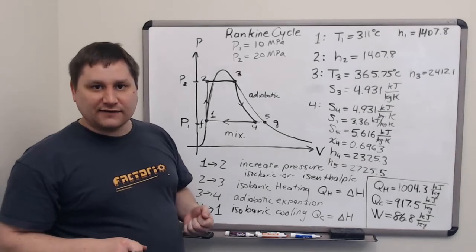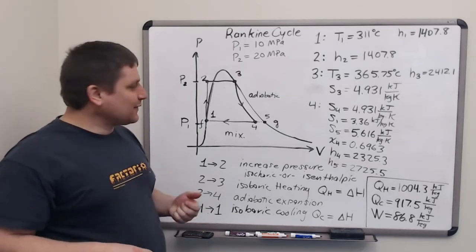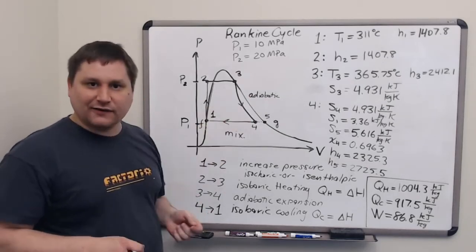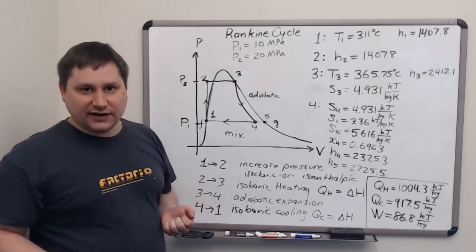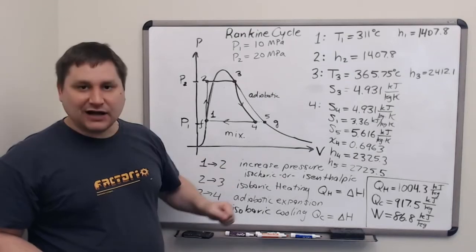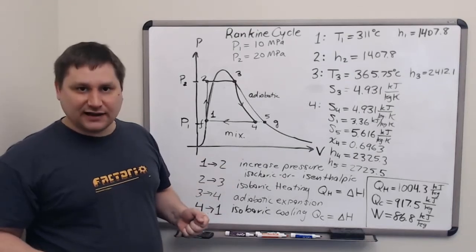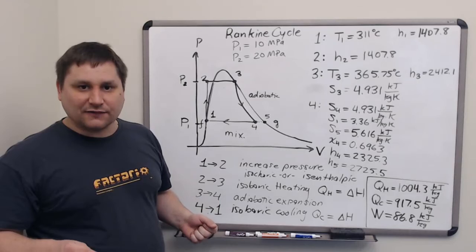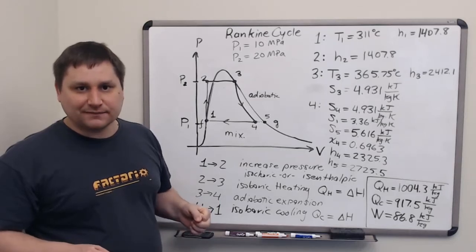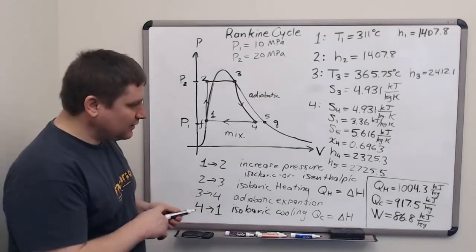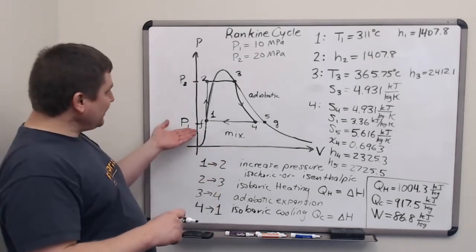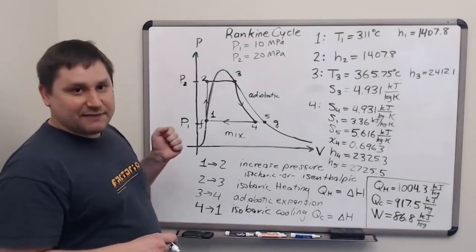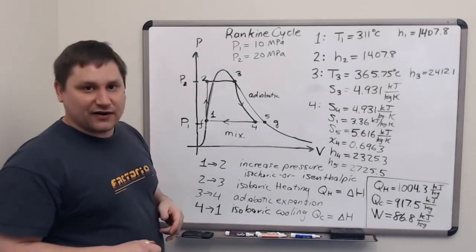These numbers come out as kilojoules per kilogram because we're considering 1 kilogram of mass going around the cycle. If we want to know the actual power output of our generator in kilowatts, we need to multiply these by the amount of kilograms per second of water or steam that are flowing through any part of our pipe. Notice that this Rankine cycle, with my arbitrary choice of 10 and 20 megapascals, doesn't appear to be very efficient.